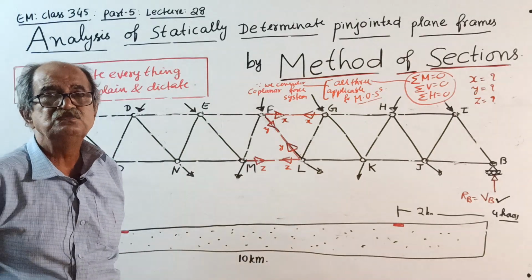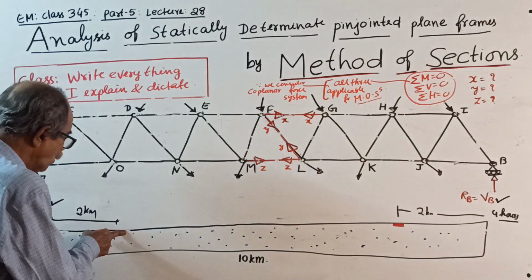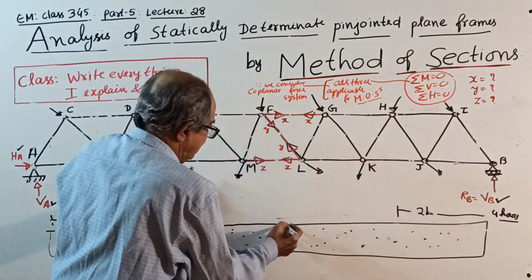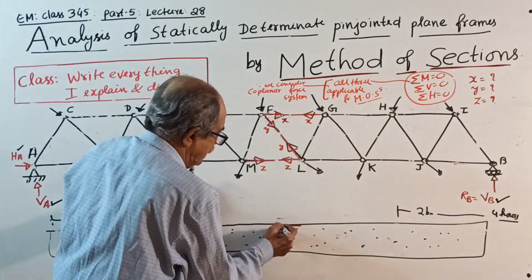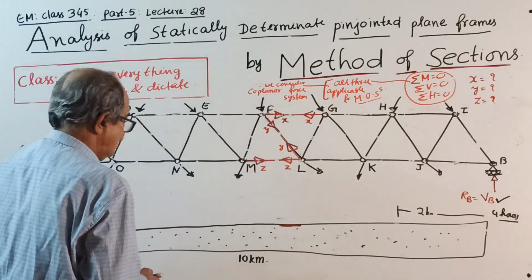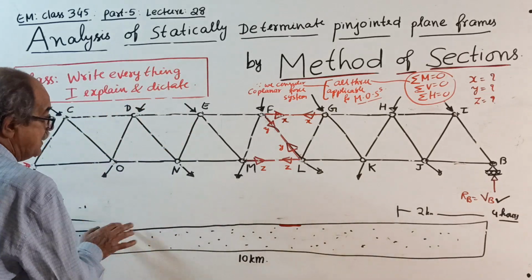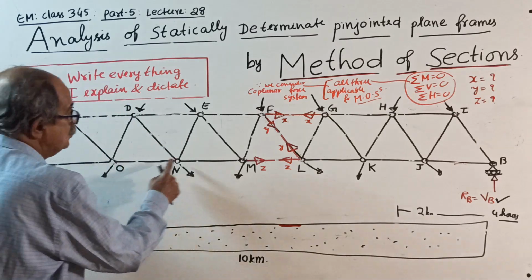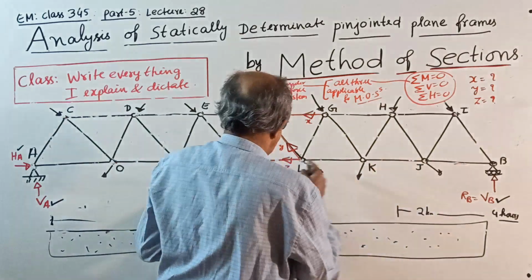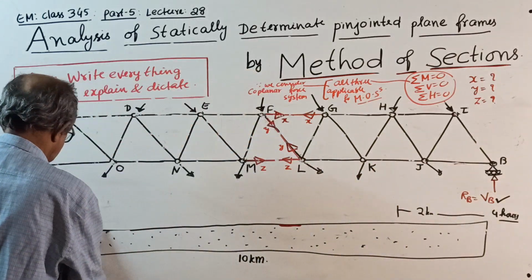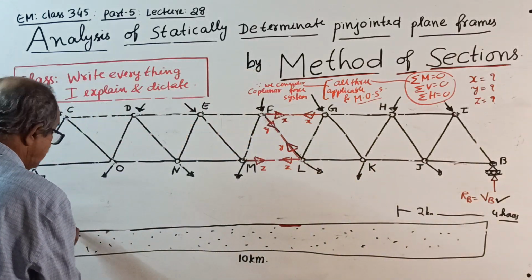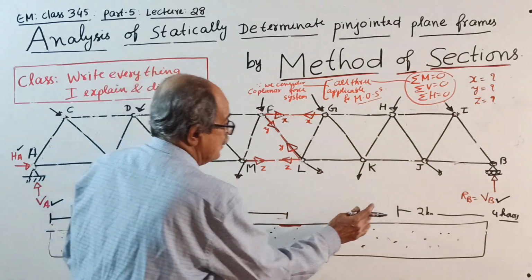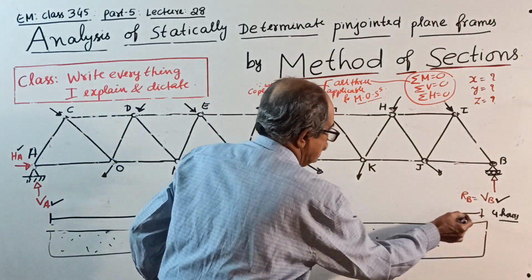Then what to do? To make it more clear, imagine your garage is exactly at the midpoint. From here, around 5 kilometers, and from here, around 5 kilometers. This is the middle one. From here to here is 5 kilometers, and from here to here also 5 kilometers.